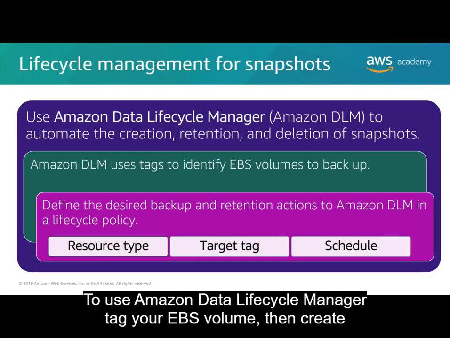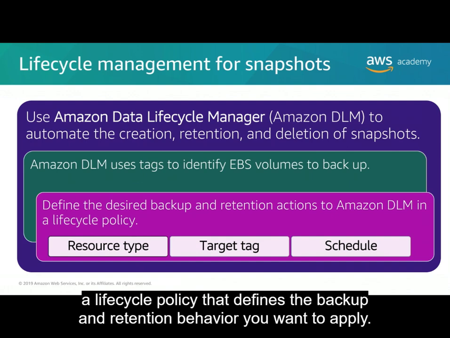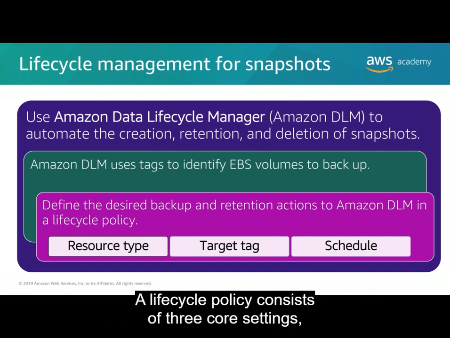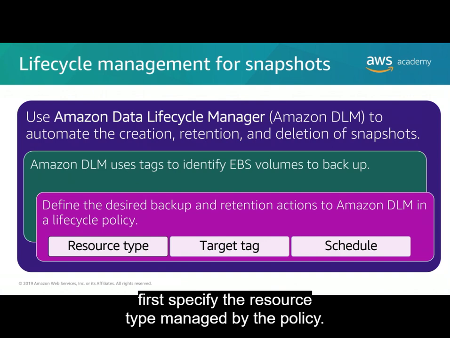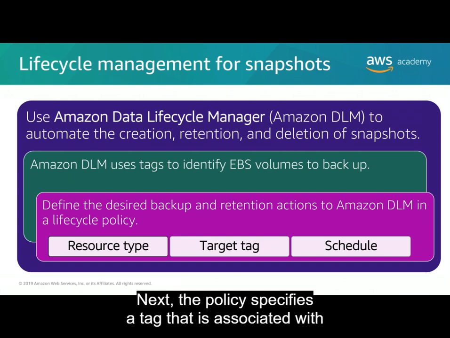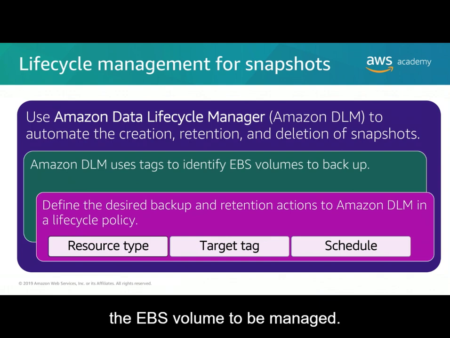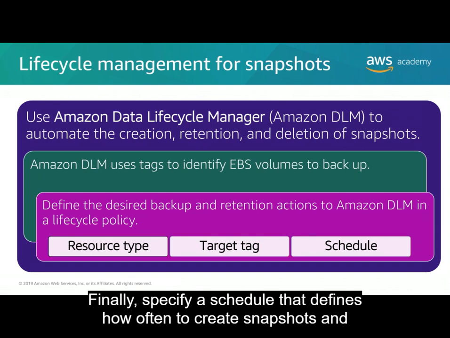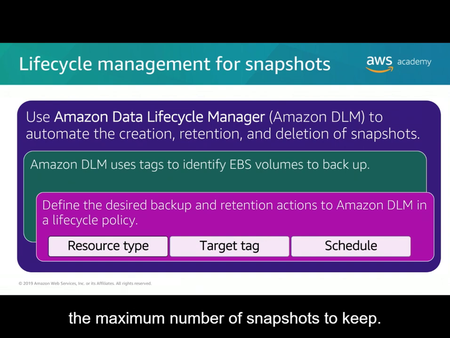To use Amazon Data Lifecycle Manager, tag your EBS volume. Then create a lifecycle policy that defines the backup and retention behavior you want to apply. A lifecycle policy consists of 3 core settings. First, specify the resource type managed by the policy. In the example here, the resource type is an EBS volume. Next, the policy specifies a tag that is associated with the EBS volume to be managed. Finally, specify a schedule that defines how often to create snapshots and the maximum number of snapshots to keep.